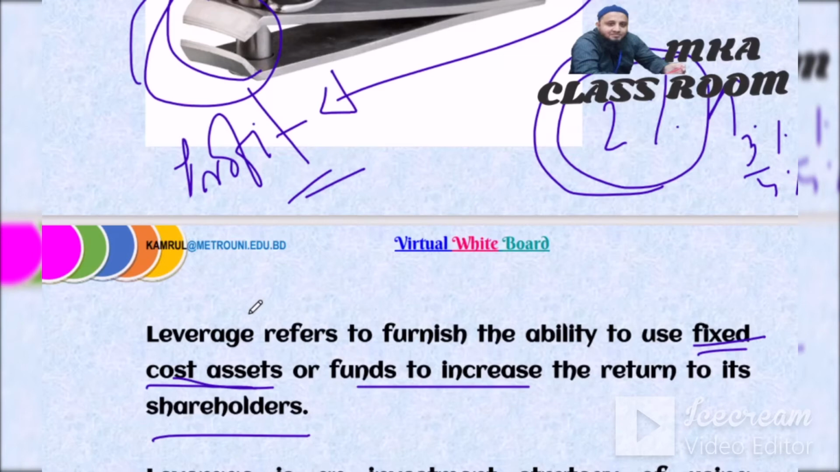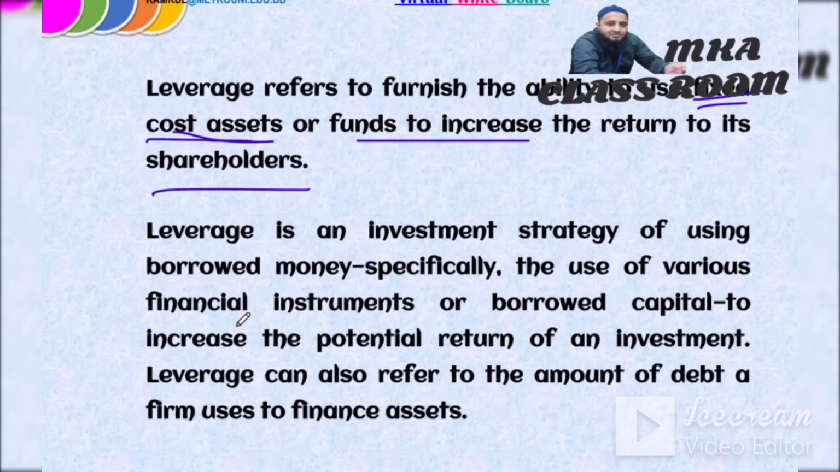Again we will see leverage is an investment strategy of using borrowed money, especially the use of various financial instruments or borrowed capital to increase the potential return of an investment. Leverage can also refer to the amount of debt a firm uses to finance assets. That means leverage is totally related to debt.